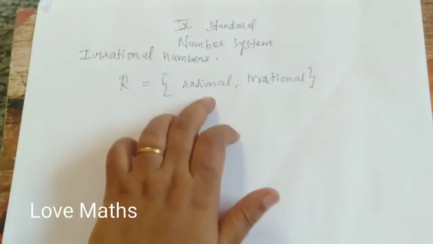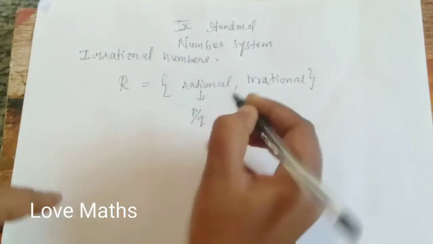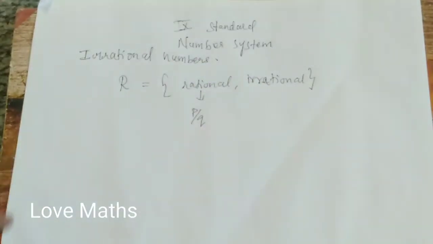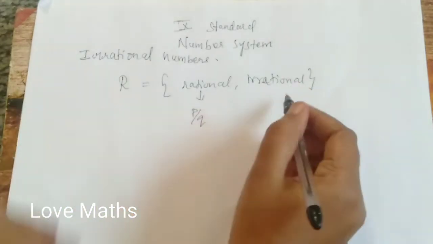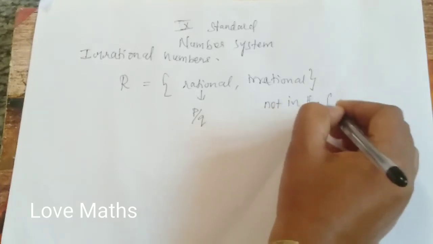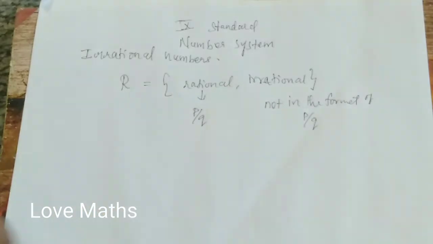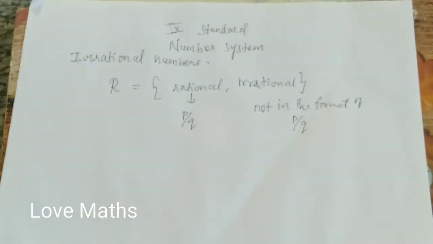We are knowing what is meant by rational number. It is in the format of p by q, where p and q are integers, q not equal to 0. The contradiction is that an irrational number is not in the format of p by q. Irrational number we cannot write like p by q format, p and q integers, q not equal to 0, like that.